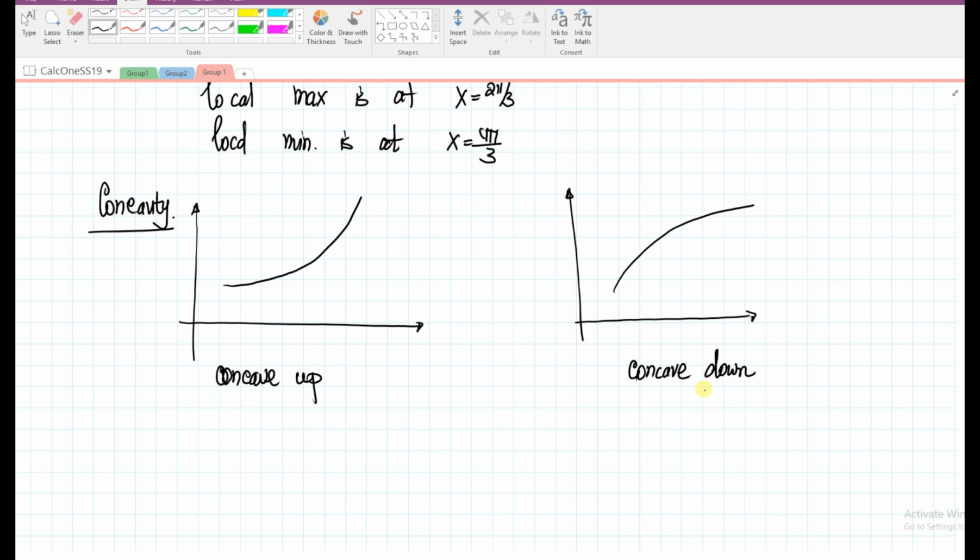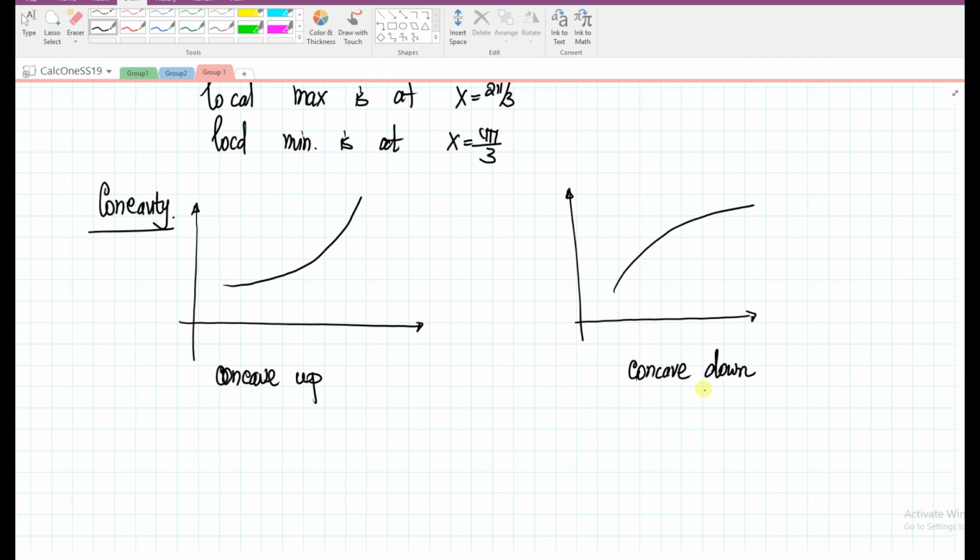Concave up, you put your croissant like this, right? Concave down is when you wash this and put this there, right? Concave down. This is concave up when you're cooking, concave down when you're not cooking.